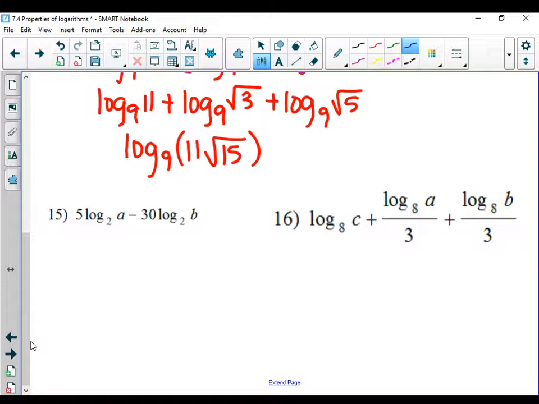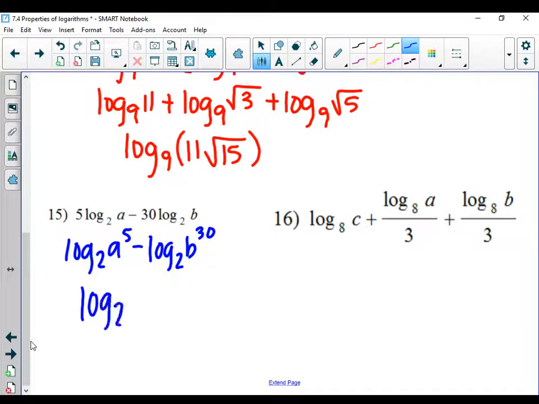Okay. Ladies first. Tell me about 15. You move the 5 and the 30. Okay. And then it's division, so it's log base a to the 5th over q to the 5th. Cool. Awesome.